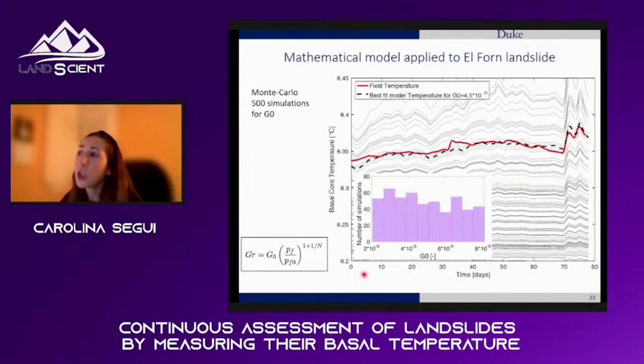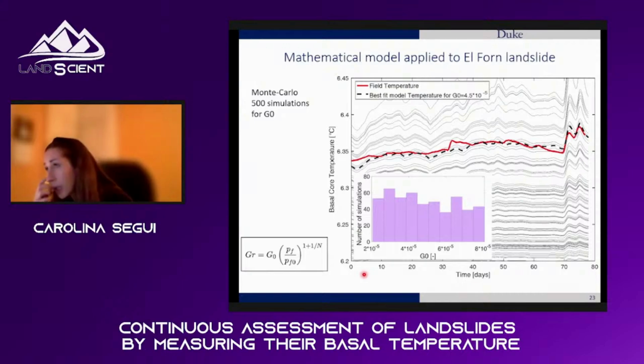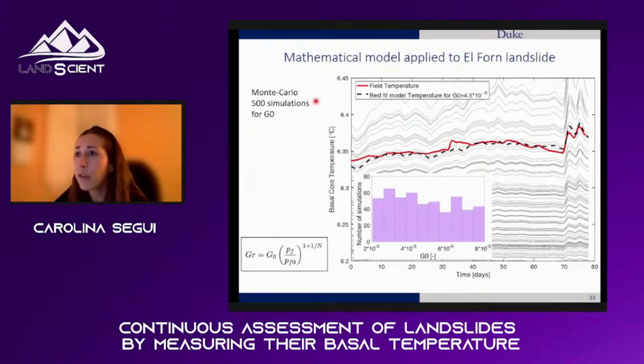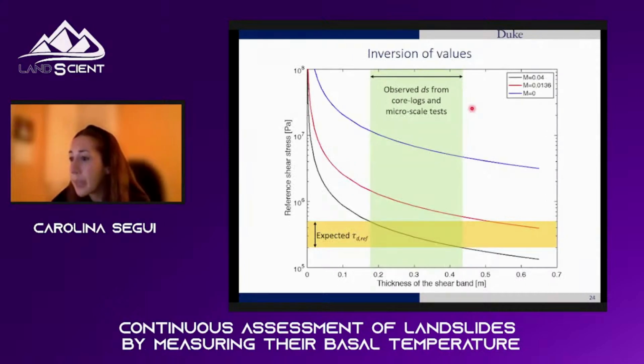So because we don't know the initial Grunfest number, we performed a Monte Carlo method with 500 simulations to calculate G0, calculating the temperature and comparing it to the field temperature, obtaining a very good fit with this value of initial Grunfest number. So now that we know more or less the thickness of the shear band, which we observe from core logs and this microscale test that I showed, we also know more or less a range of expected reference shear stress due to the depth.